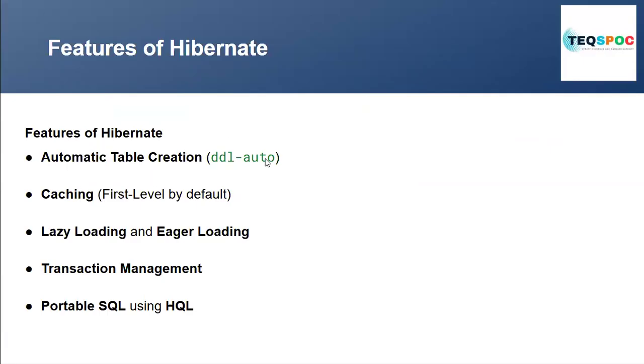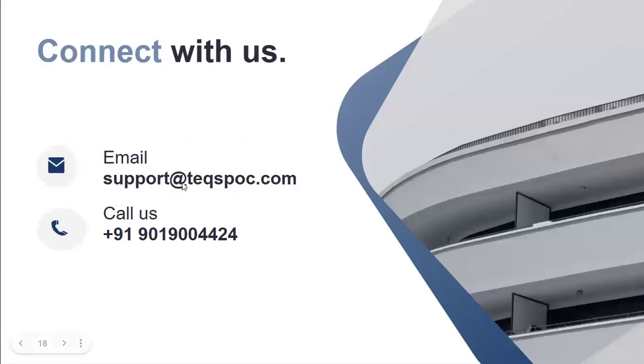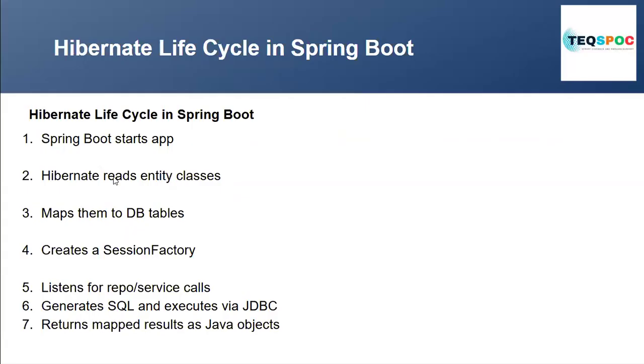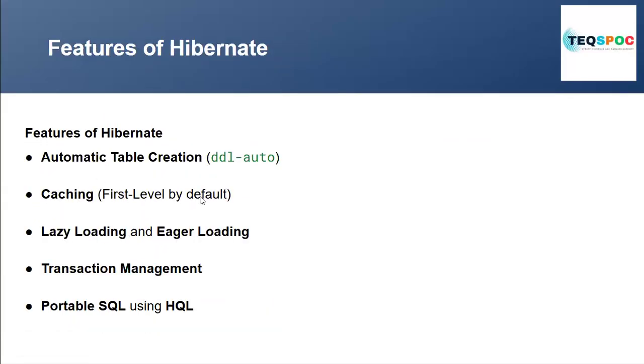This is a feature of Hibernate: automatic table creation with the help of the DDL-auto command, and caching. Here caching is the first level cache. By default it uses caching, a buffer memory which saves recently used objects. It will not go directly to the database and hit it every time. It will first check in the cache memory whether the object is present. If the object is not present in the cache memory, then it will go to the database and fetch the value. So the number of hits directly to the database is reduced with the help of caching.